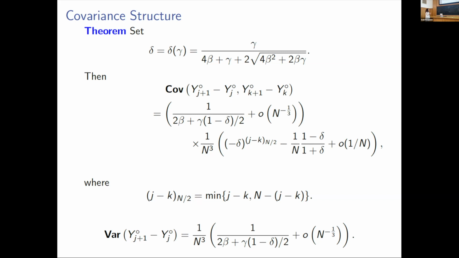So what is interesting is that we can write this covariance in terms of this delta. Here it is this constant, delta is less than 1, so this is all positive. Then we have 1 over n cubed, as before, and what is also important is that j minus k, this subindex, is just the distance on the circle. What is important is that it is minus delta.